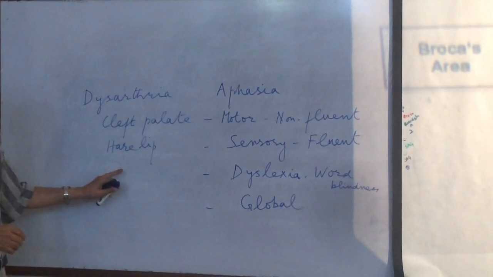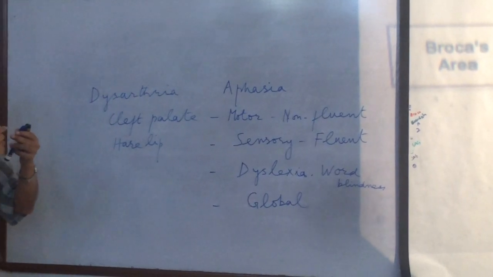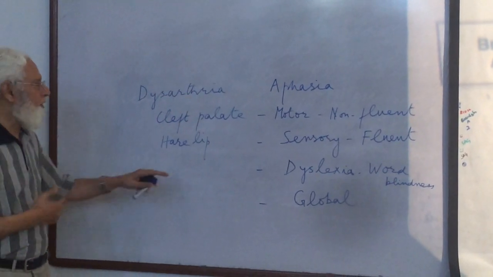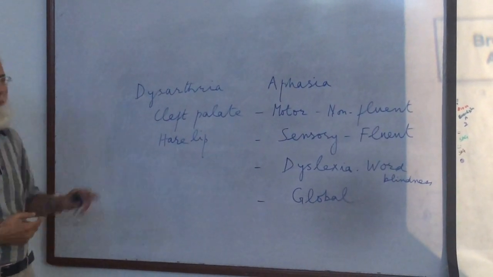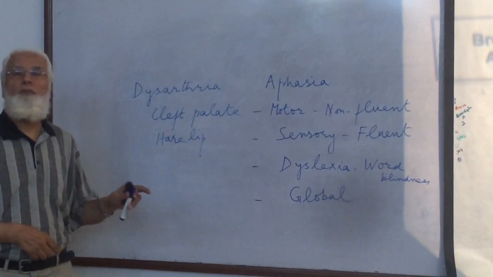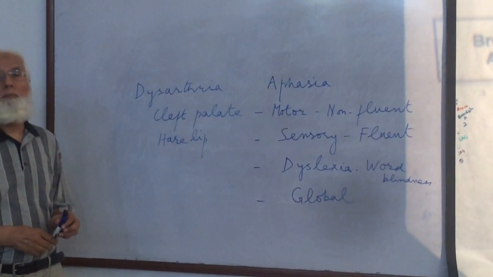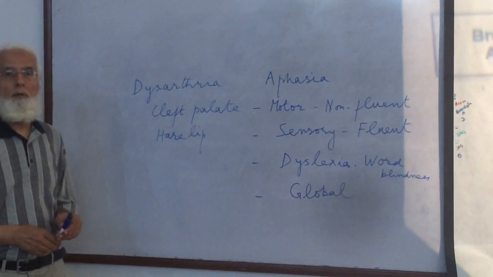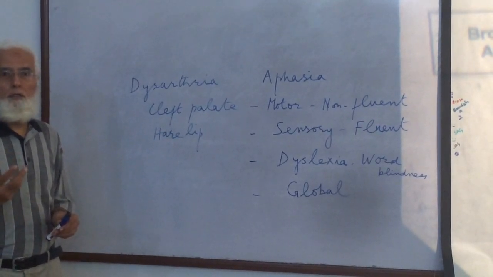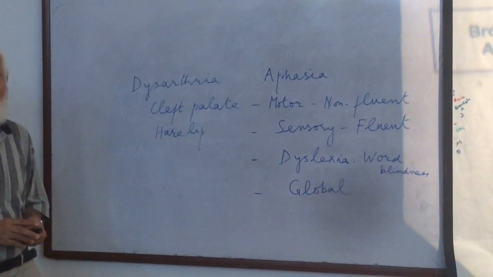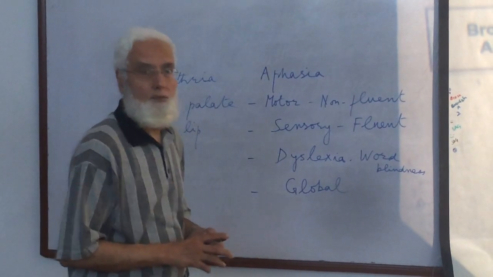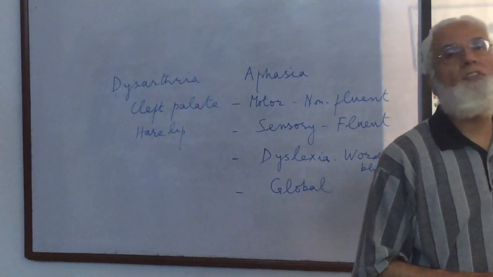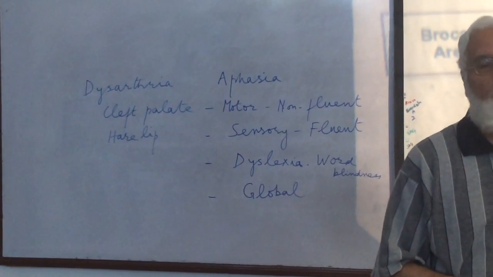Hair lip. The two lips are not fused together, right? I mean, the two halves of the lip are not closed together. Then loosely fitting dentures. The people who use artificial teeth, when these are loose, loosely fitted dentures can give rise to dysarthria, a disorder of speech.